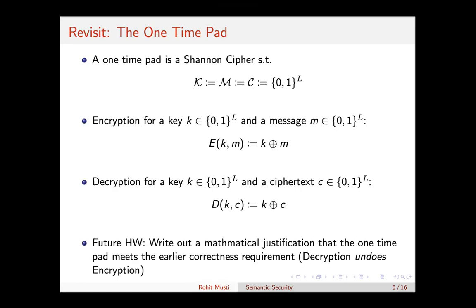Now, in a future homework assignment, not homework 0, but a future one, we are going to ask everyone to write out a mathematical justification that the one-time pad meets the earlier correctness requirement, that is, that decryption undoes encryption. Don't message that in the chat right now or in the Slack, but just so you all know, that's going to be a future homework question. Any questions on the one-time pad and how I've laid it out in this more formal notation?